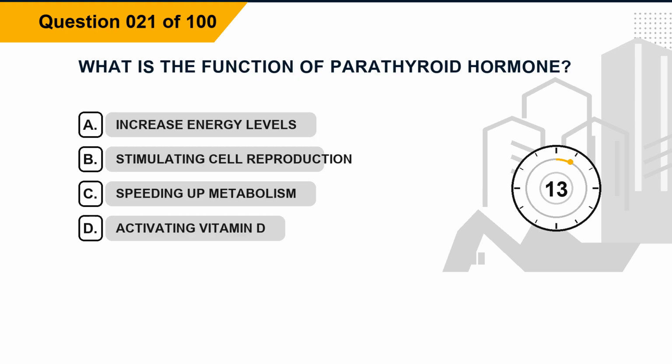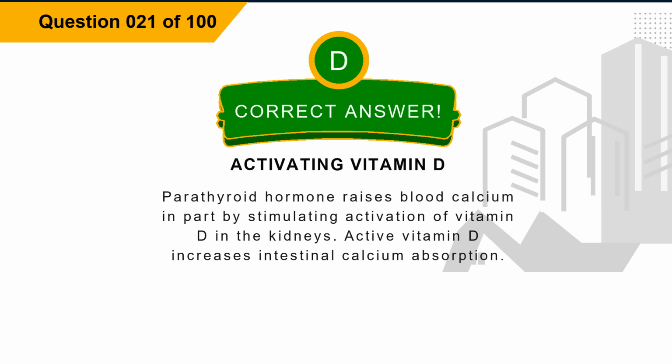Question 21. What is the function of parathyroid hormone? Option A, increase energy levels. Option B, stimulating cell reproduction. Option C, speeding up metabolism. Option D, activating vitamin D. The correct answer is option D, activating vitamin D. Explanation. Parathyroid hormone raises blood calcium in part by stimulating activation of vitamin D in the kidneys. Active vitamin D increases intestinal calcium absorption.